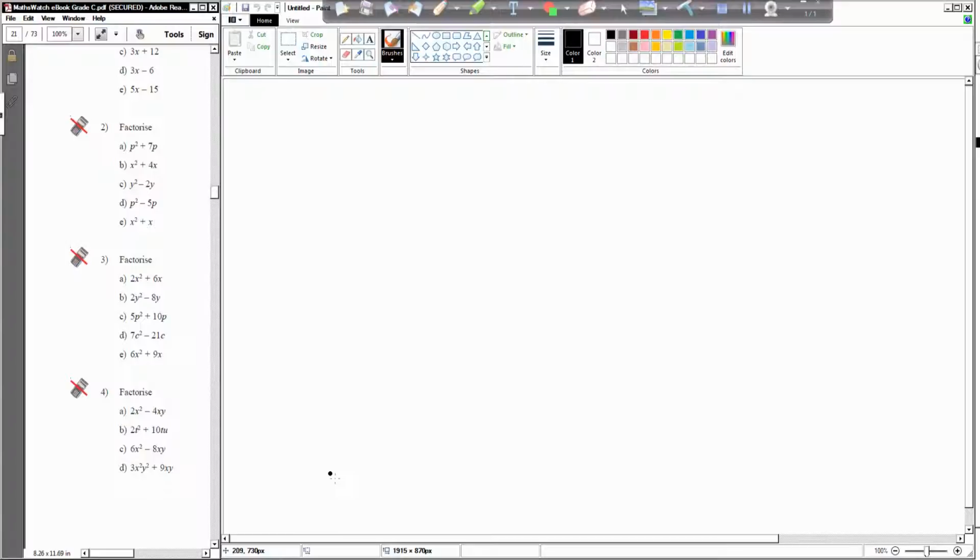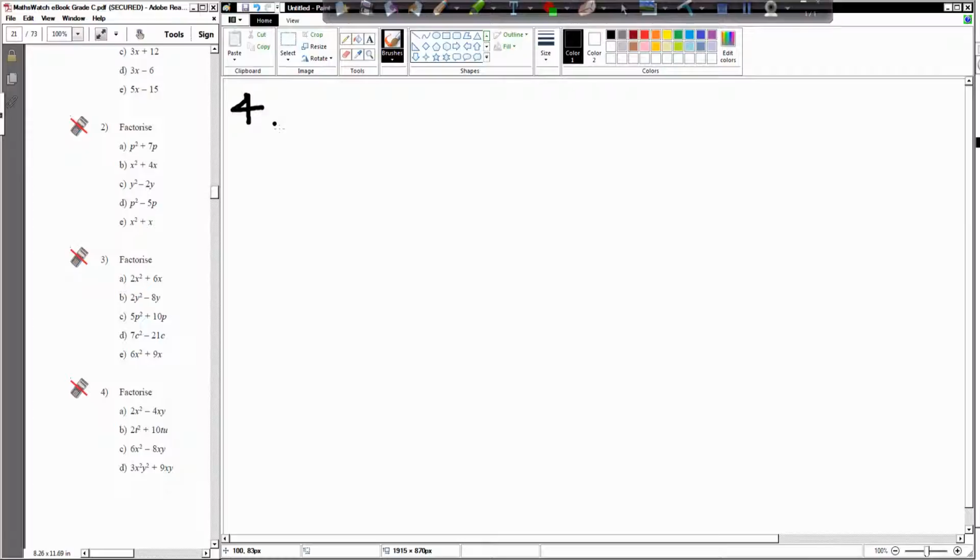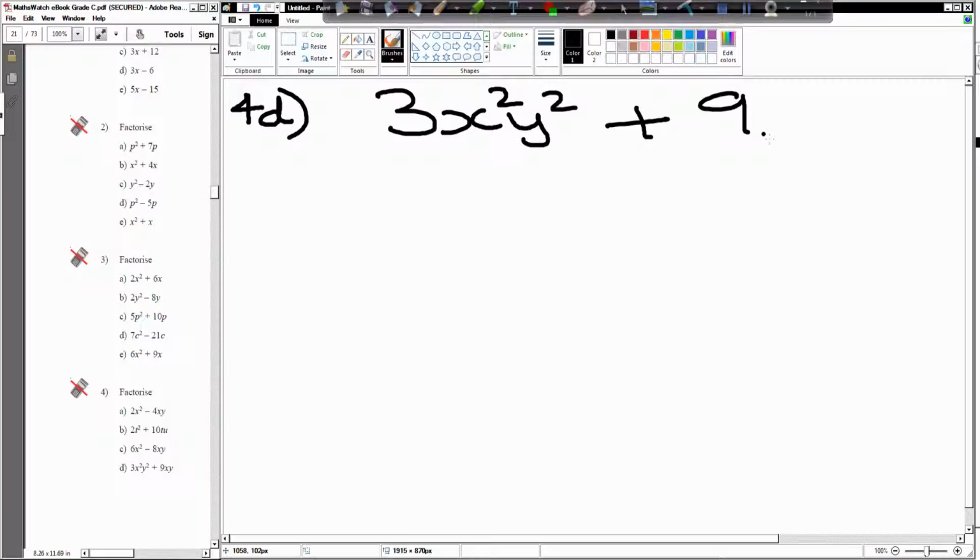Okay, now, so we've had a numerical factor, we've had a letter factor, we have a number and a letter. Let's have a look at question 4D. Question 4D, we have 3x squared y squared plus 9xy.